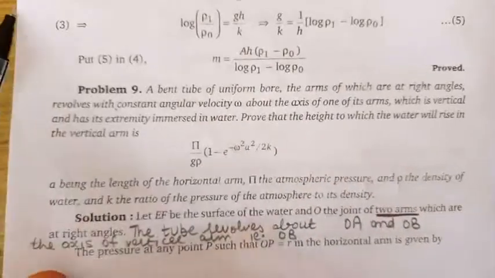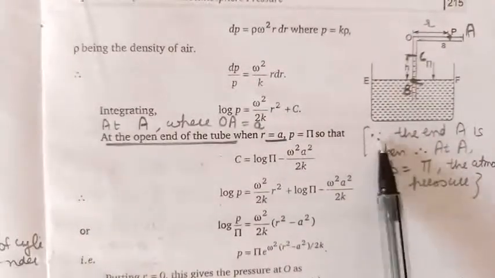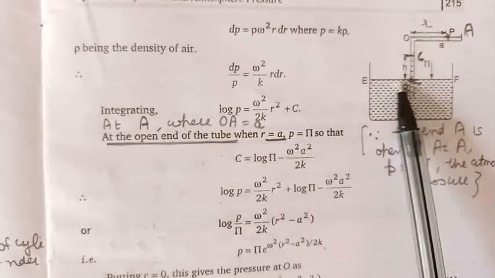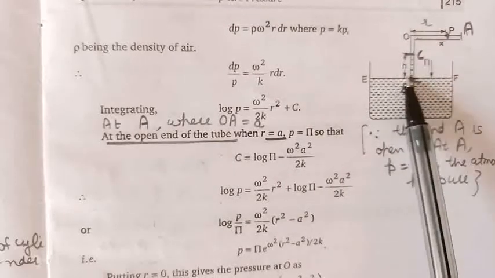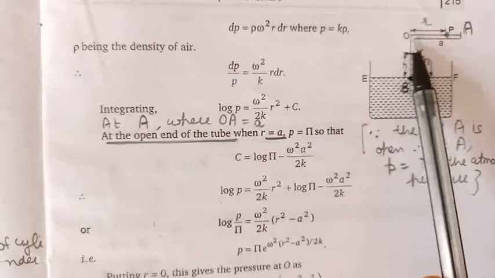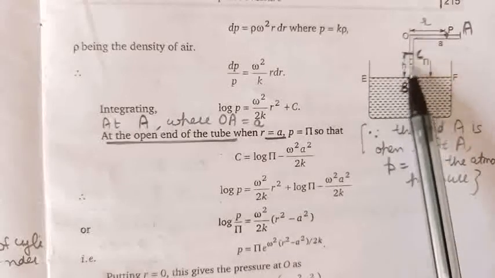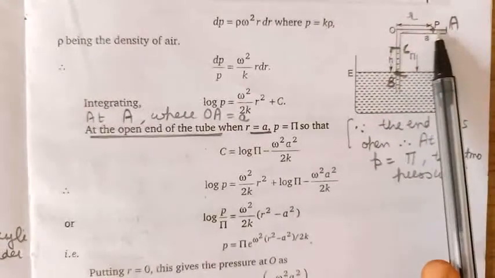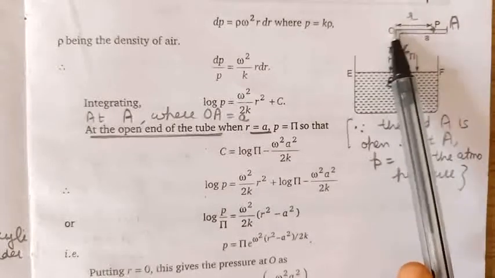Now, to prove this expression, let us consider this is a bent tube of uniform bore. These are the arms of the tube which are at right angle. These arms are OA and OB. The tube revolves about the axis of the vertical arm, means about this arm OB. Let us take a point P in OA at a distance r from O.